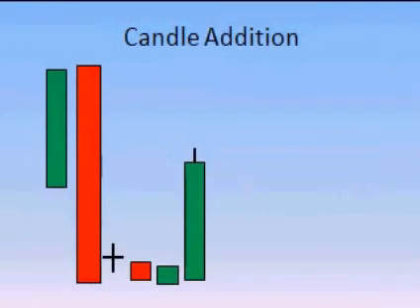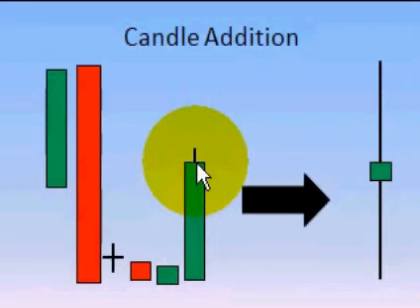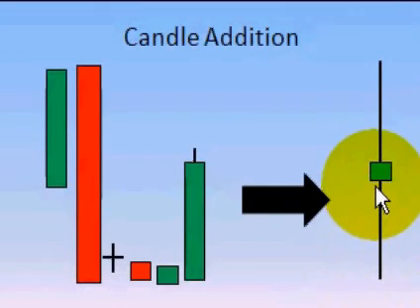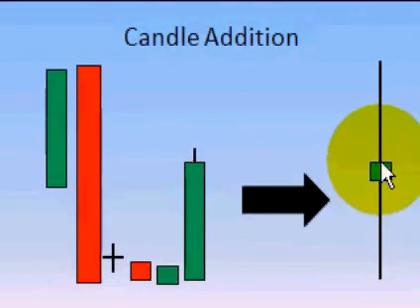And this group of candles, through the process of candle addition, moving from the open of the first candle to the high, to the low, and to the close of the last candle, becomes this same candle on the right, from the open to the high, to the low, and to the close.